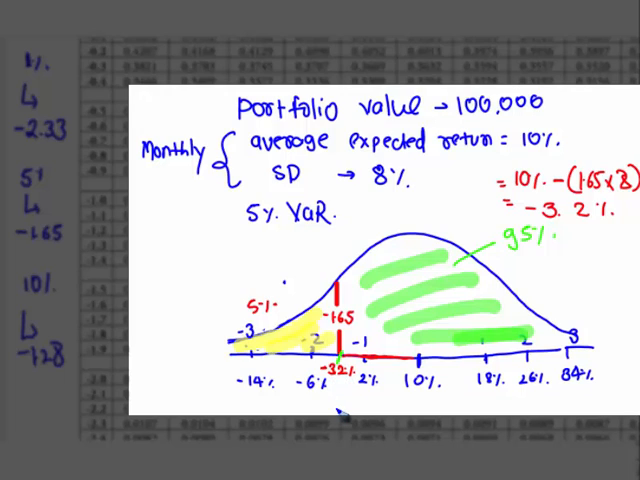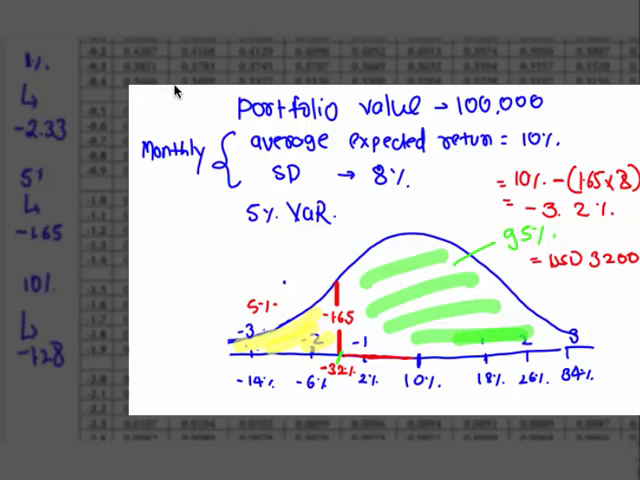95% confidence or 5% monthly VaR is minus 3.2%, or if you want to convert that to amount, that would be US dollar 3,200. 100,000 into minus 3.2%. So you would say that 3,200 is your 5% value at risk for 1 month. So in a month's time, there's a 5% chance that your losses will exceed beyond 3,200. There's a 95% chance that your losses will be less than 3,200, or you will have a profit.